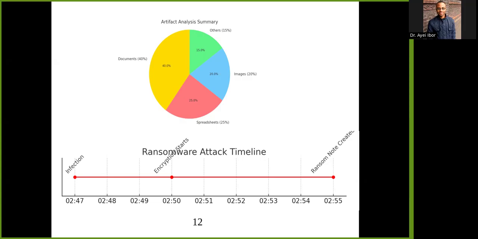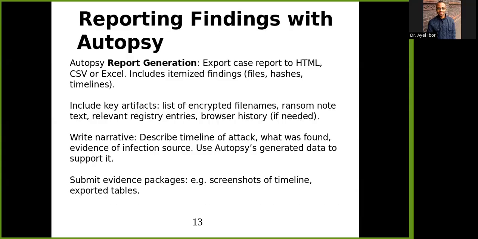So from this slide, you can see the artifact analysis summary, a breakdown of all the files that were encrypted: documents, images, spreadsheets, and others. Then you can see the timeline for the encryption starting at 2:47 a.m. and being completed at about 2:57 a.m. So all this information can be generated with Autopsy based on the case that we are investigating.